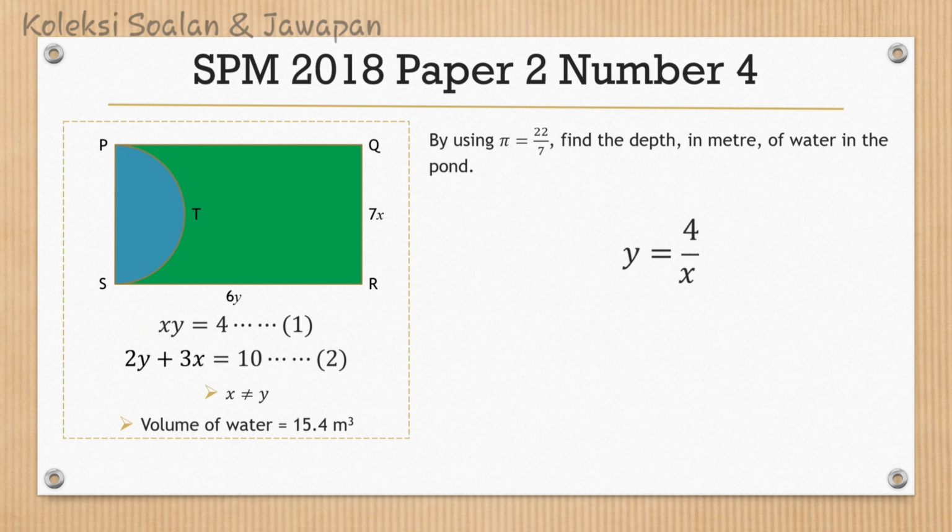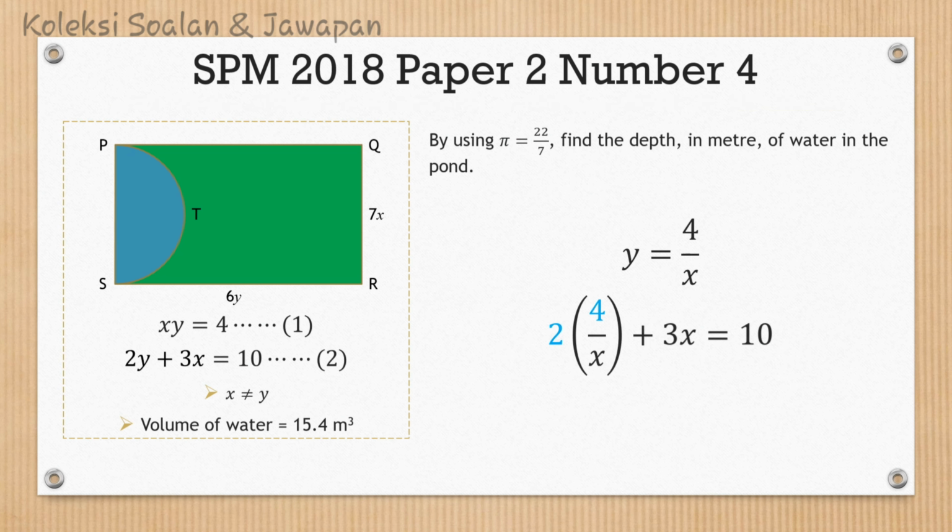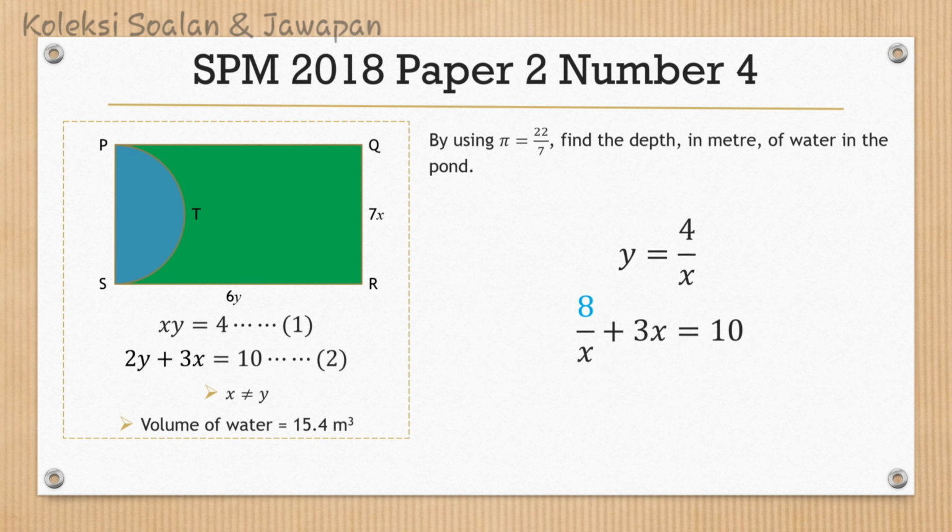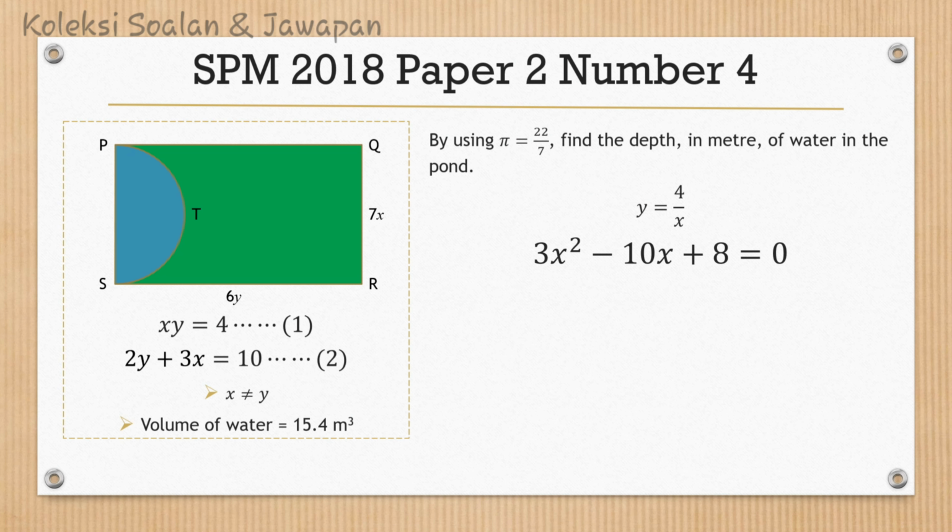Take the first one. Okay, so from this, y equals 4/x. Substitute this value of y into the second equation. Okay, then 2 times 4 is 8. Okay, we have a fraction here, so we times by x. So 8 plus 3x squared is 10x, and into the general form here.